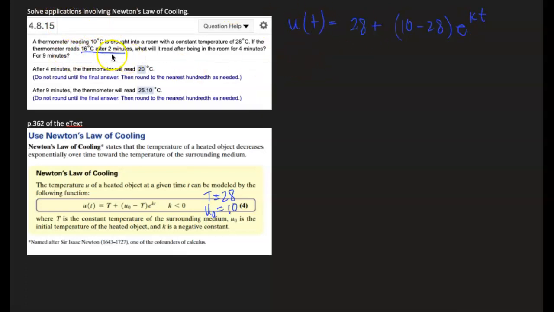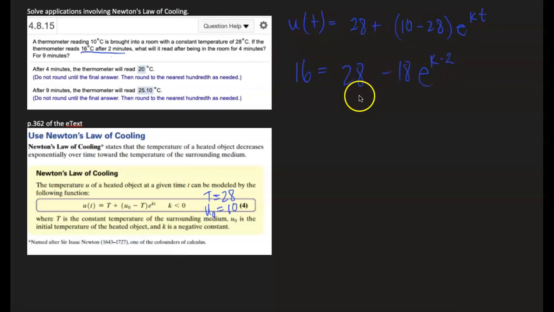So for the second reading at time 2 minutes, we have an output temperature of 16 degrees. So let's use that fact. Plus, I'm going to go ahead and clean this up. 10 minus 28 is negative 18. But I still don't know k. That's what I'm looking for. But I know that the temperature will be 16 degrees Celsius after 2 minutes. So this I can solve. This is an exponential equation. I can solve it for the unknown k by using inverses.